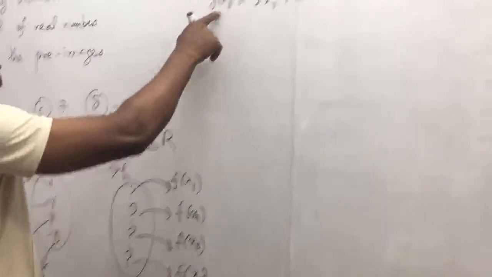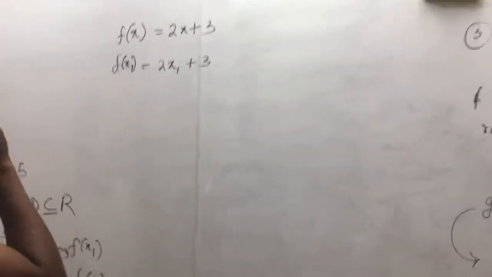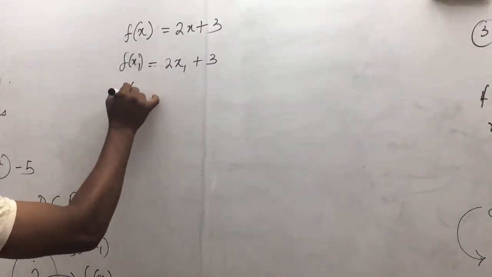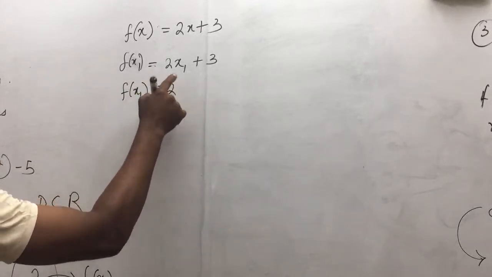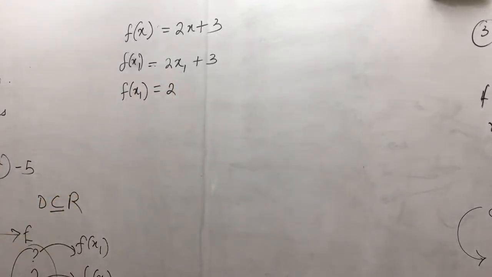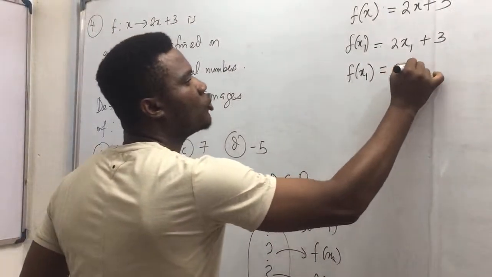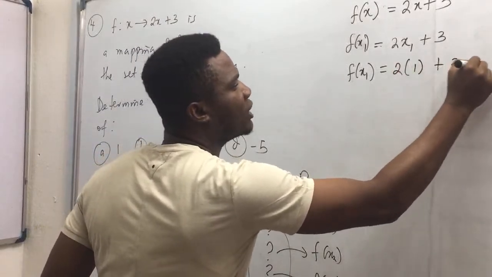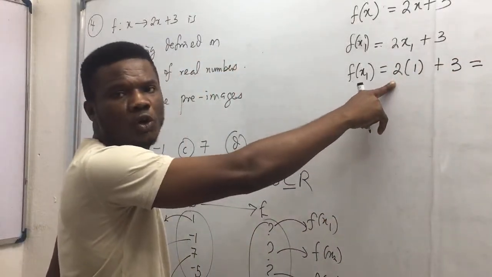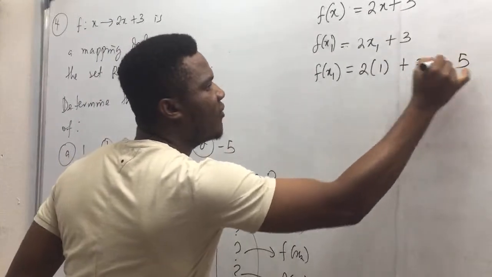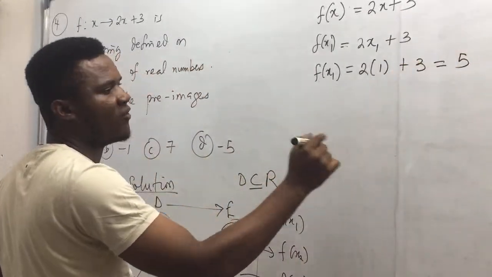So we are going to start with f of x1 equals 2x1 plus 3. So what is f of x1? F of x1 is you putting the value of x1. The value of x1, guys, is 1. I'm going to put 2 times 1 plus 3. And this will give me 2 times 1 is 2. 2 plus 3 is 5. So I have obtained f of x1.